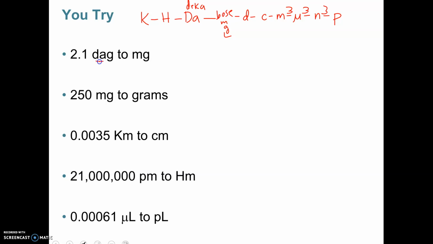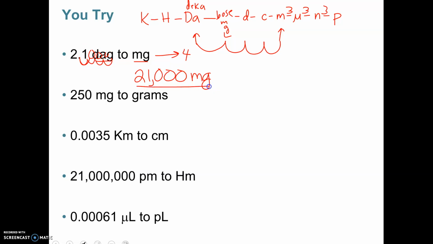So I'm going from decagrams to milligrams. So I find deca, I find milli, that's here, and then I count how many jumps from deca to milli. Well, I know I'm going to go to the right, so my decimal is going to go to the right. 1, 2, 3, 4 spaces to the right. Now what do you do? You have to add zeros. So my answer would be 21,000 milligrams.